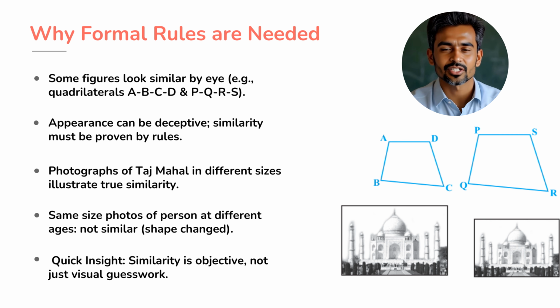So, the message is clear: similarity is objective, not just visual guesswork. We must use proportional sides and equal angles, not just what looks right to the eye. And this is why we need formal rules of similarity. They prevent us from being tricked by appearance and guide us with certainty.